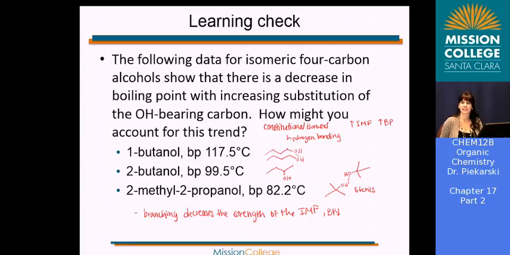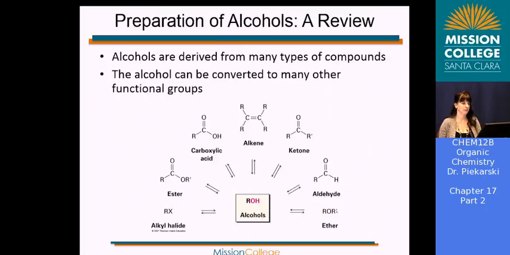Sometimes it's the simplest answer, just look at the structure, and I always compare the 2 extremes, right? Because I think it's very easy, especially if you're given data, to compare the 2 extremes, and everything else kind of lines up in the middle. Okay? Now let's go into preparing alcohols.